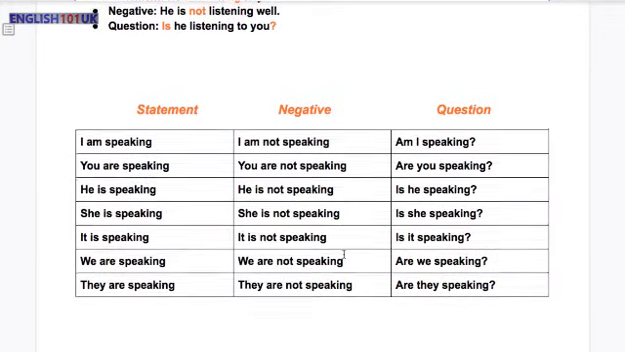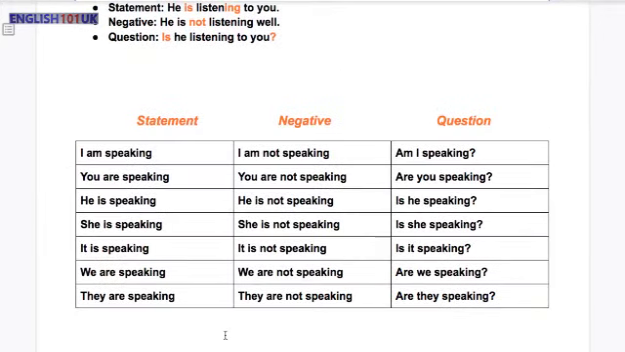Again, let's look at this table. Statement, negative, question form. So we have it here with all the pronouns with am. Again, we have the verb to be, am, I am, and then the verb speak with ing. I am speaking. This is present continuous. You are speaking. He is speaking. She is speaking. It is speaking. We are speaking. They are speaking.